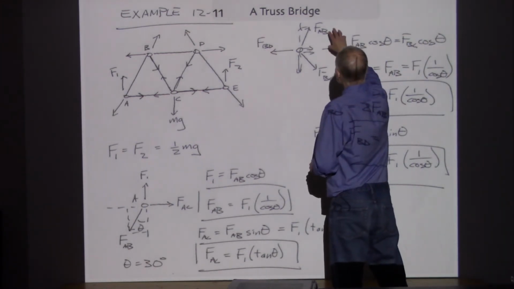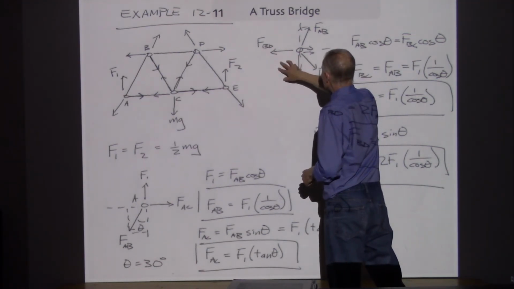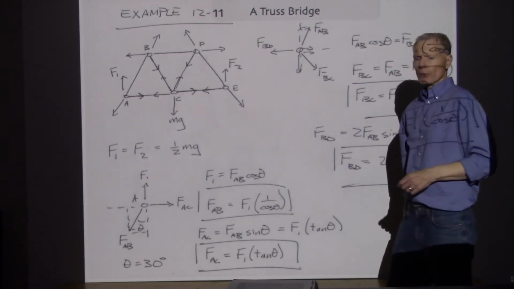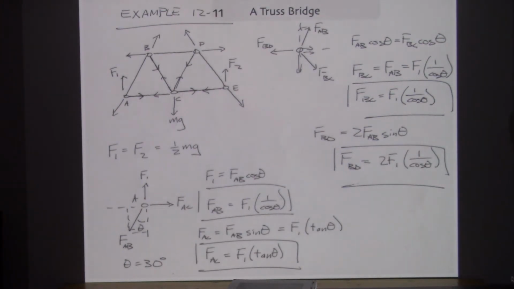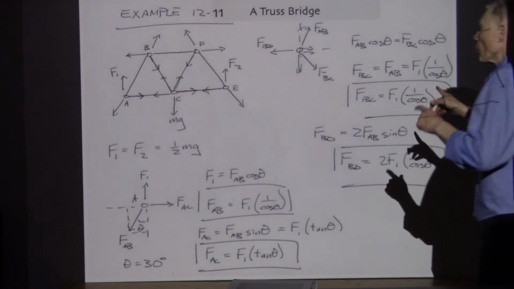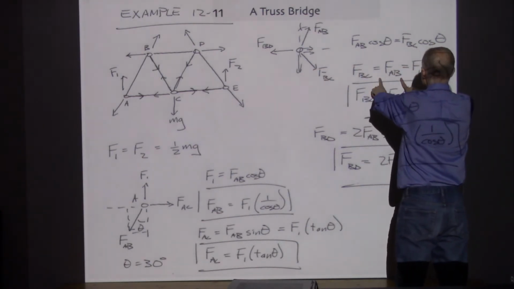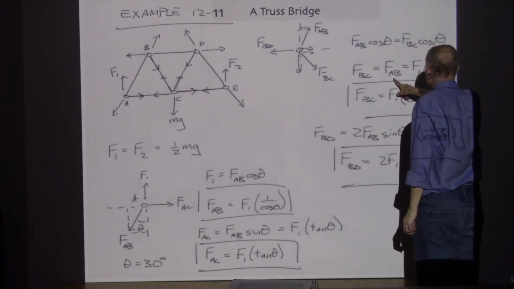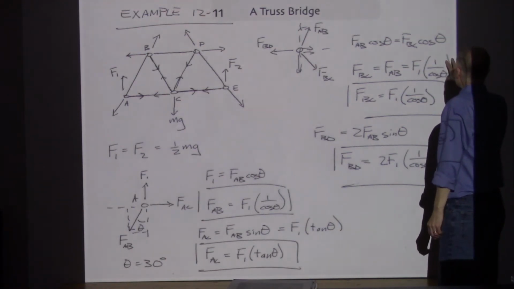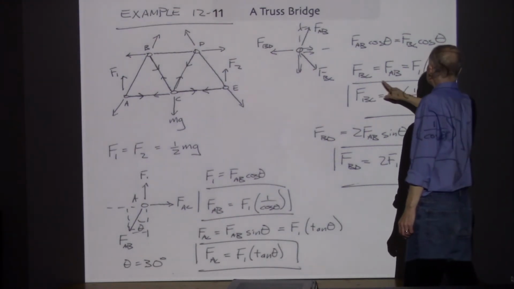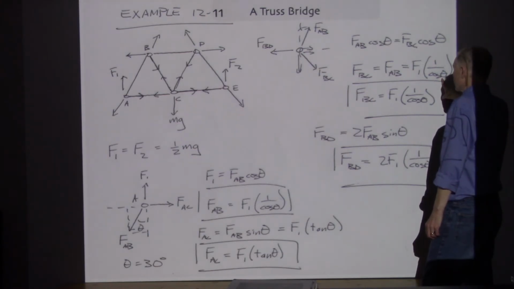Because there are only these 3 forces, and these angles match, these 2 forces have to be equal to each other. It doesn't seem like a lot to go on, but when you realize the constraints that the angles provide for us, we can work our way from one pin to the next. So these 2 forces have to be equal, the vertical components. We already know what this one is, so now we know what BC is equal to. The compression force on BC is F1 times 1 over cosine theta. So we've got that one.